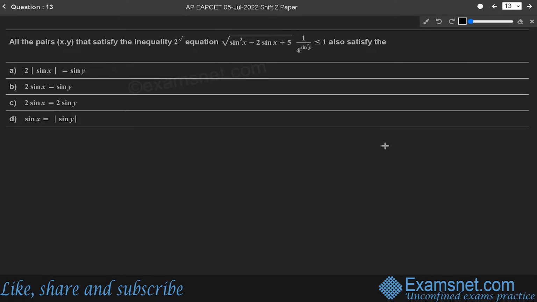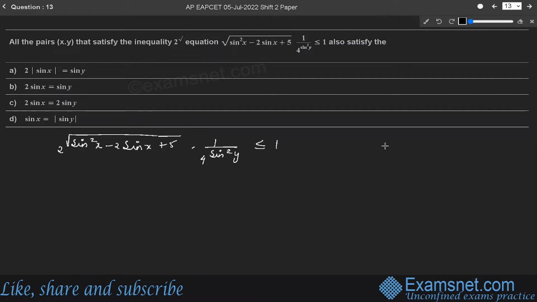Next question is: all the pairs (x, y) that satisfy the inequality 2 power under root of (sin²x − 2 sin x + 5) into 1 upon 4 power sin²y is less than or equal to 1 also satisfy the. We have to find which of the following conditions it satisfies.